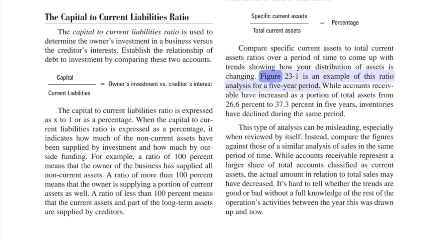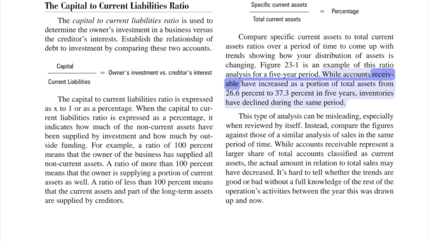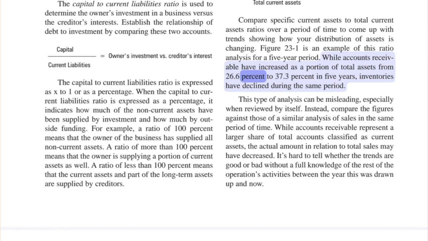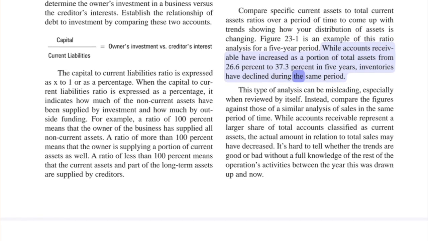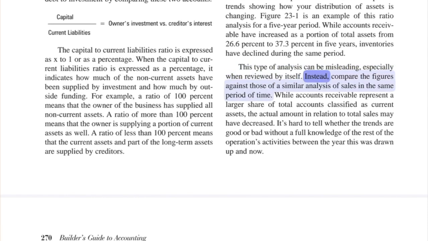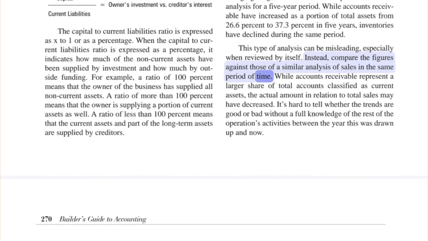Figure 23-1 is an example of this ratio analysis for a 5-year period. While accounts receivable have increased as a portion of total assets from 26.6% to 37.3% in 5 years, inventories have declined during the same period. This type of analysis can be misleading, especially when reviewed by itself. Instead, compare the figures against those of a similar analysis of sales in the same period of time.